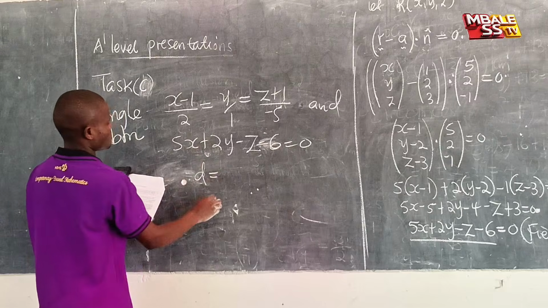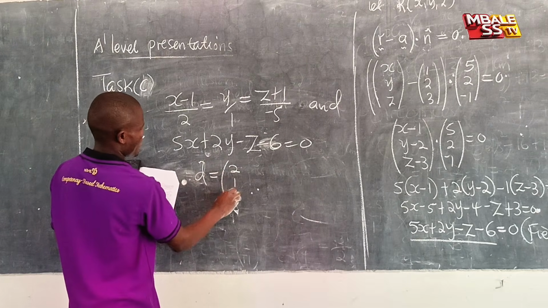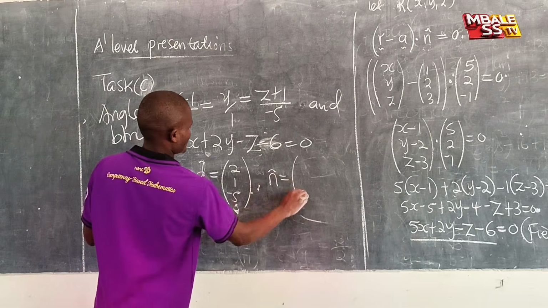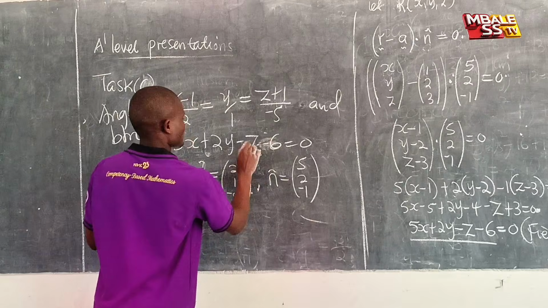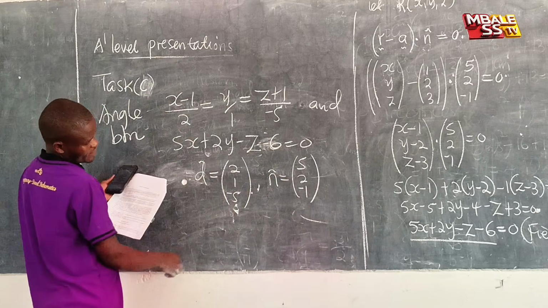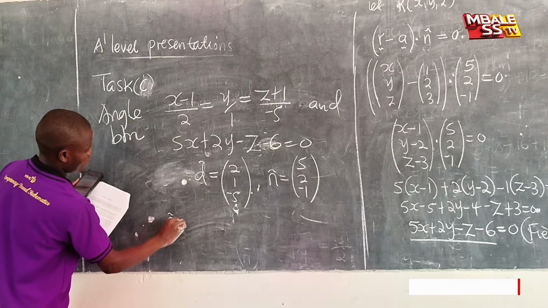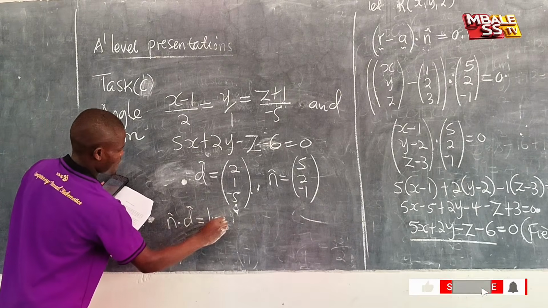The direction from that equation is given by the vector (2, 1, -5). And the normal vector is (5, 2, -1), the coefficients of the plane. So we are going to define n1 dotted with this. This one is defined as n.